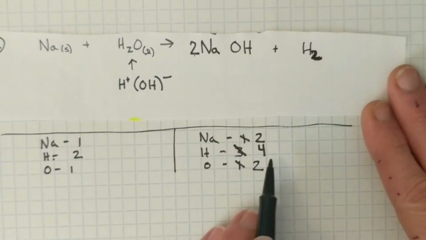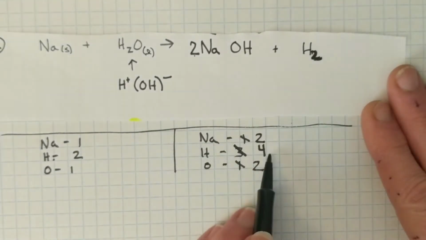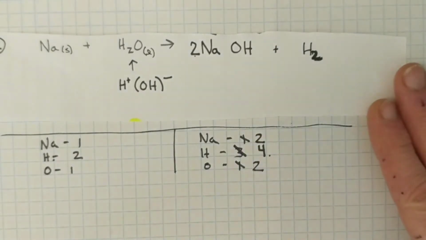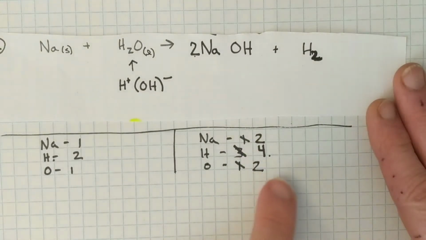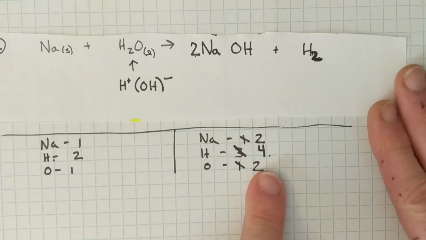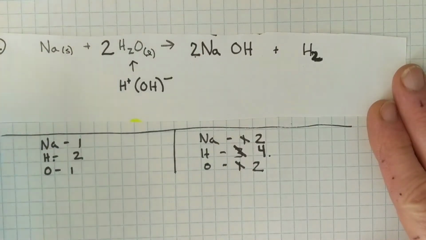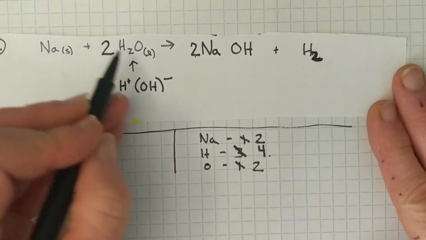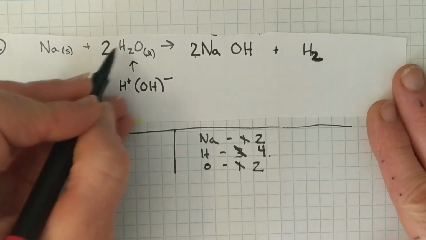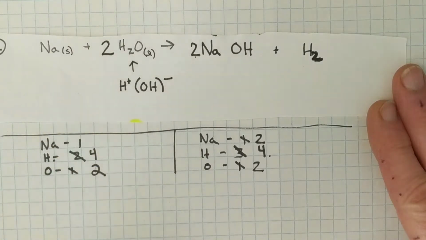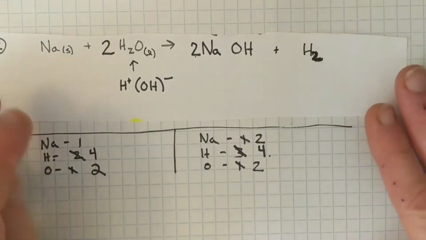So now it's pretty easy. I have 4 hydrogens here and 2 here. And I have 2 oxygen here and 1 here. I will just put a 2, and that will make 2 times 2 is 4, 2 times 1 is 2, and so we are balanced.